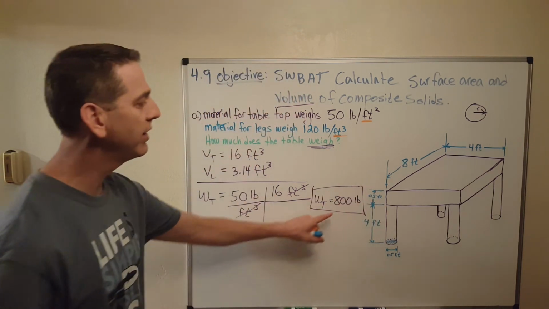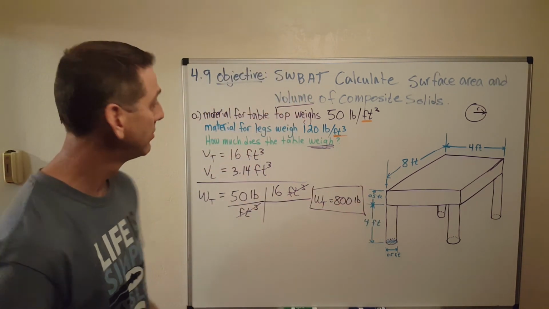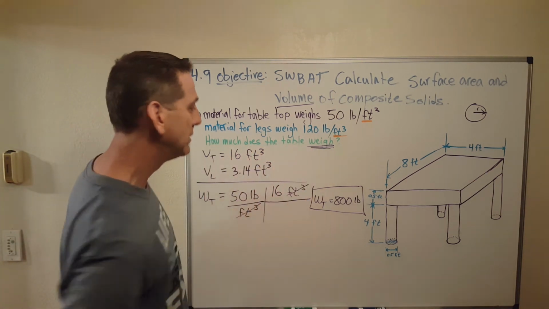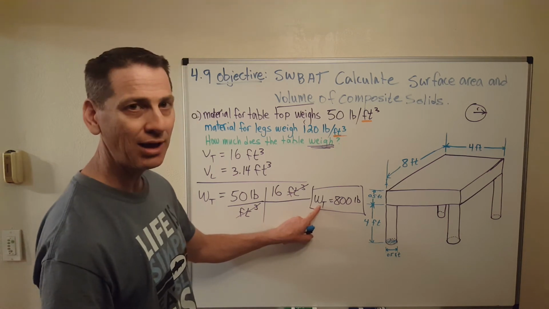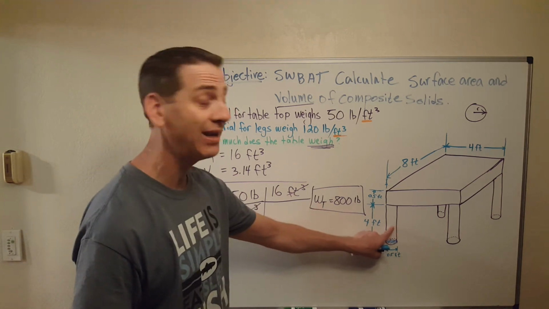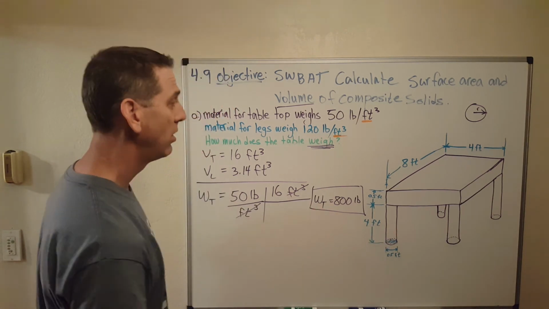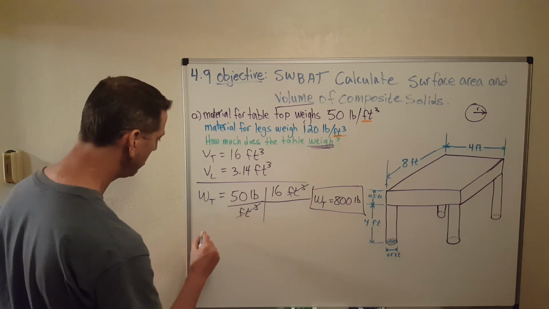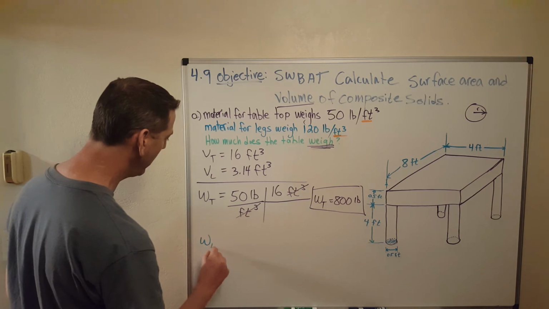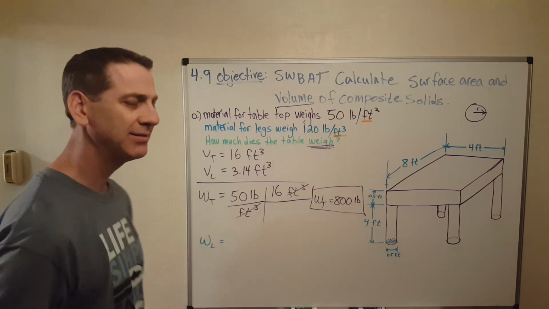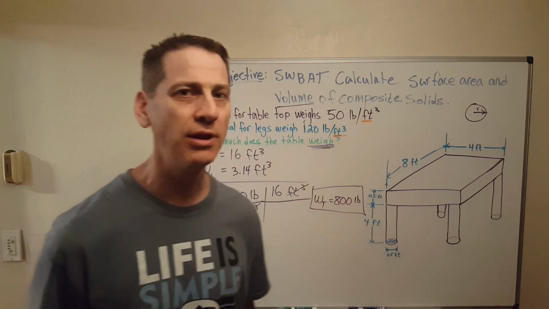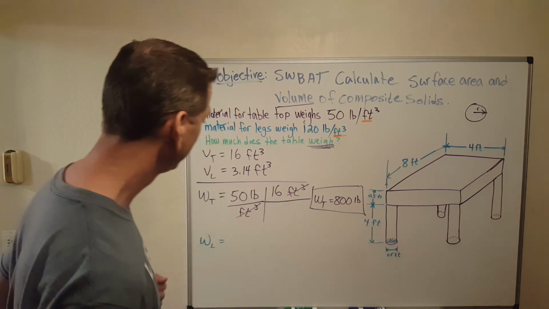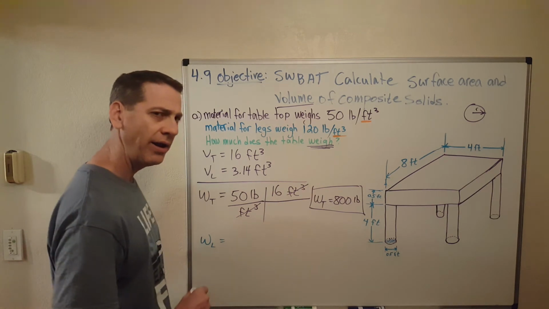All right, now is that the answer they're looking for? Let's go back to the question. How much does the table weigh? Well, that's just the weight of the tabletop. I got to find the weight of the legs also. All right, so let's do this in blue. The weight of the legs. Okay, see if you can find the weight of the legs using unit analysis. All right, let's give it a try.